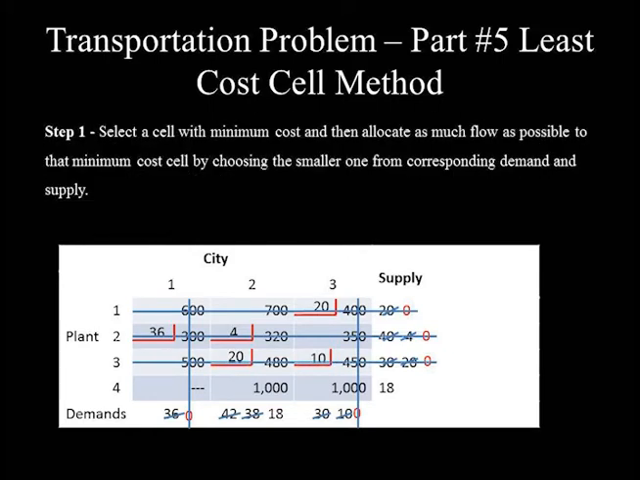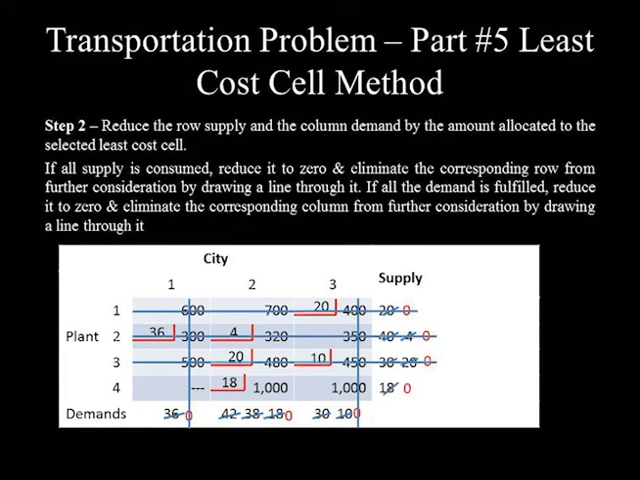The only active cell at this stage is the plant 4 to CT2 route. Demand corresponding to this cell is 18 and supply corresponding to this cell is also 18. Allocating 18 to this cell reduces both demand and supply to 0. At this stage, all demand and supply are reduced to 0. In other words, this is the initial feasible solution obtained by using the least cost cell method.